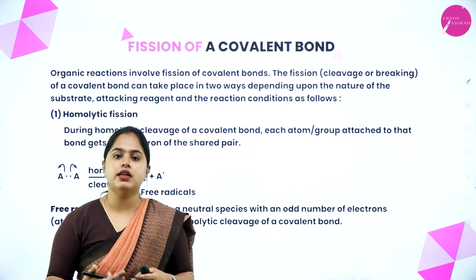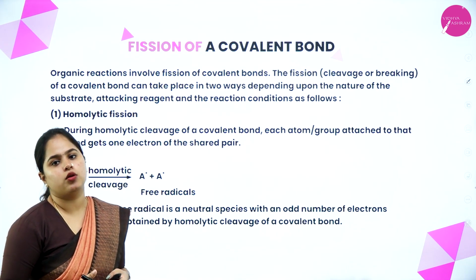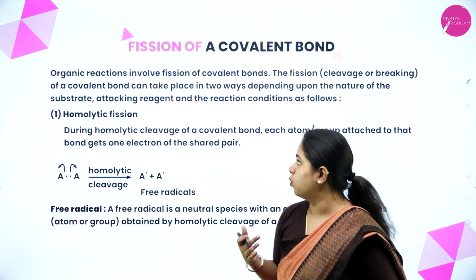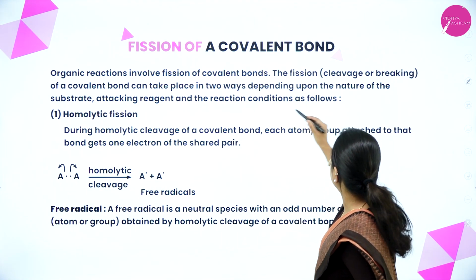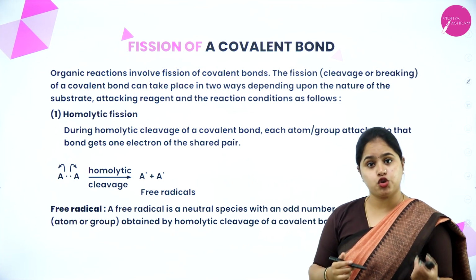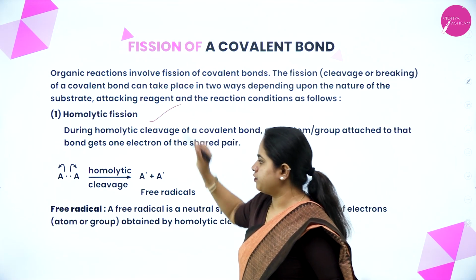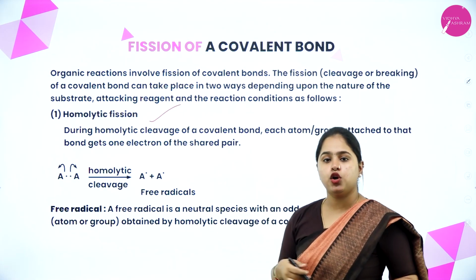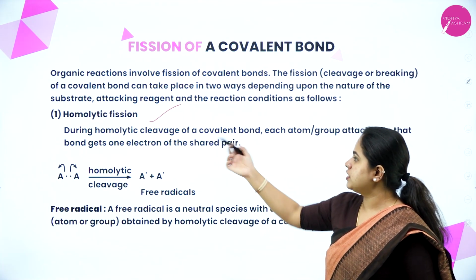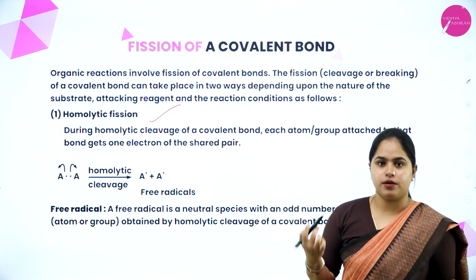This can happen in two types. The organic reactions involve the fission of covalent bonds, and the fission, cleavage or breaking of a covalent bond can take place in two ways. One is homolytic fission and the other one is heterolytic fission. So first we'll start with homolytic fission.